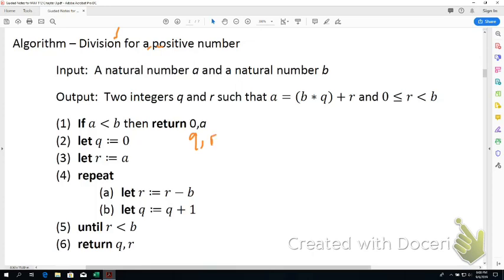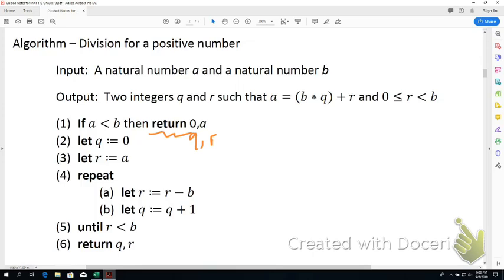So what we do first is we assign Q to be 0. We check that, and let's say A is less than B, it's true. Then we're going to return 0, comma, A, and that's it. We're done. We don't have to do any of those other steps because we've returned. Remember, when you return in an algorithm, you get out of the algorithm. You don't have to do anything else.